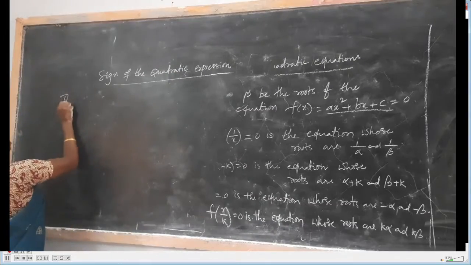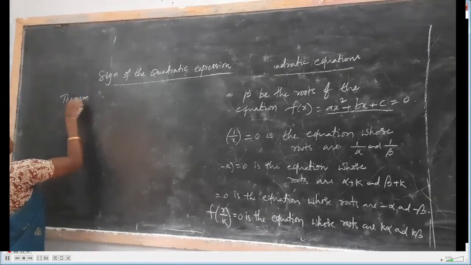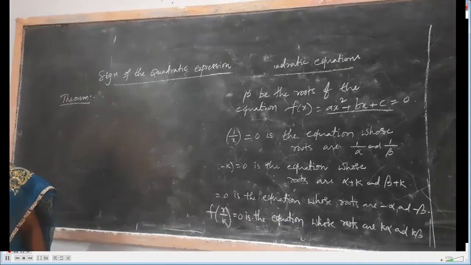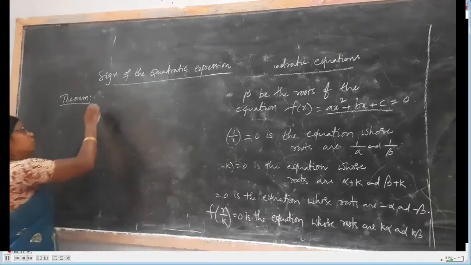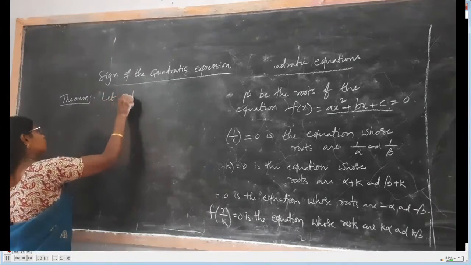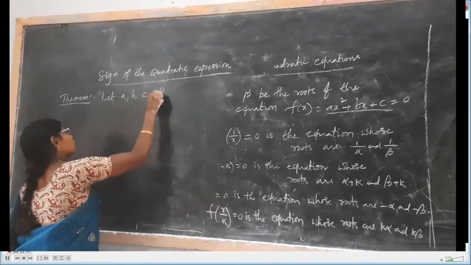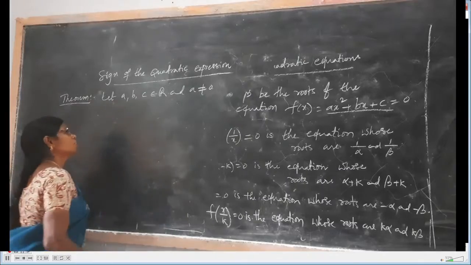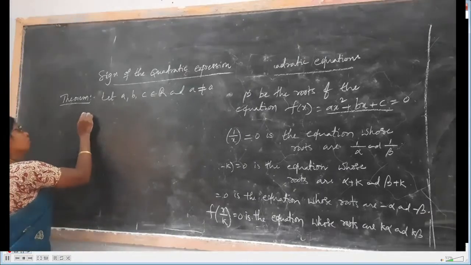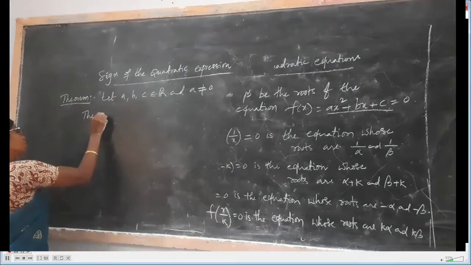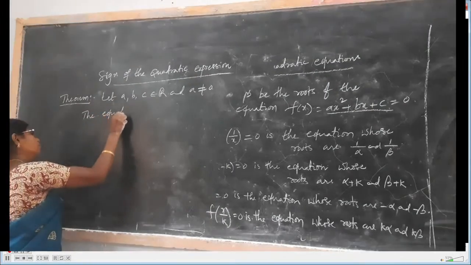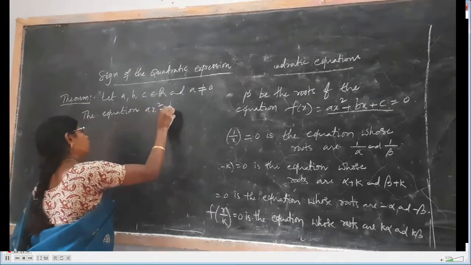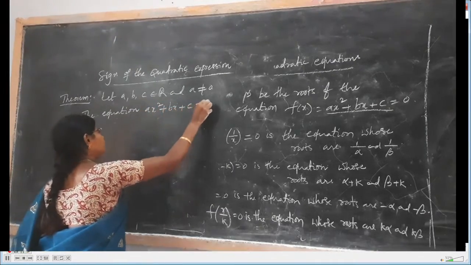Theorem. Here throughout the chapter the coefficients a, b, c are real numbers. The equation ax square plus bx plus c is equal to 0.